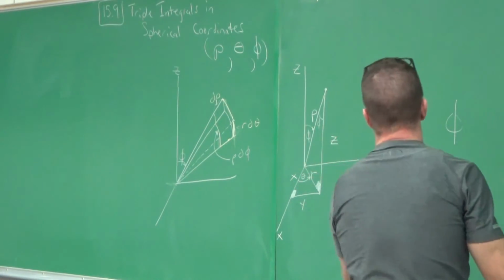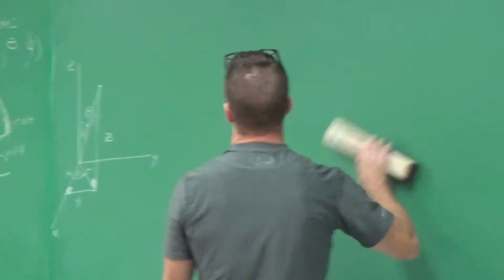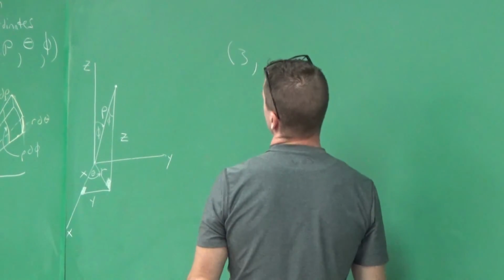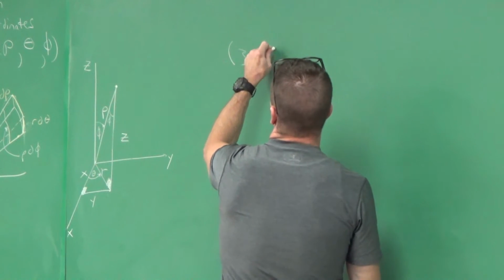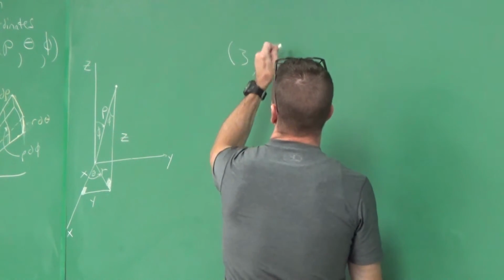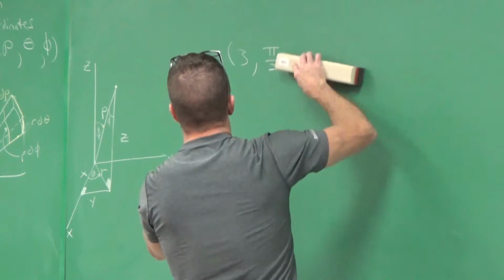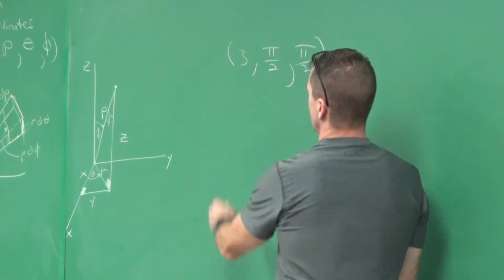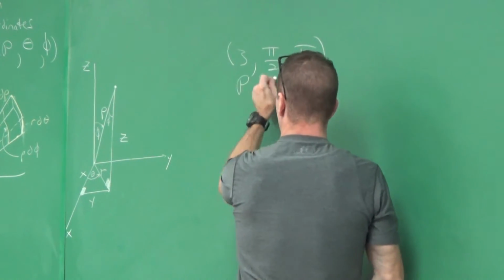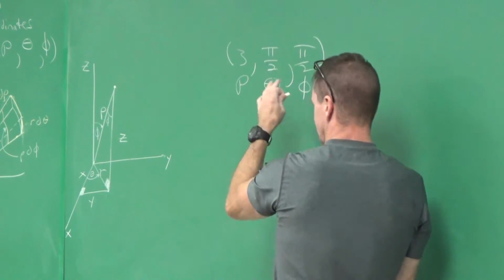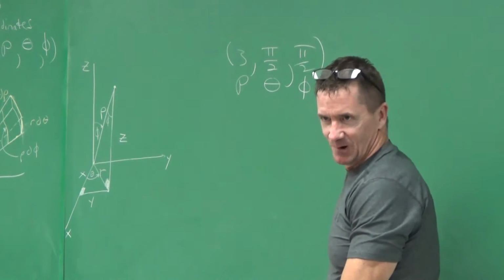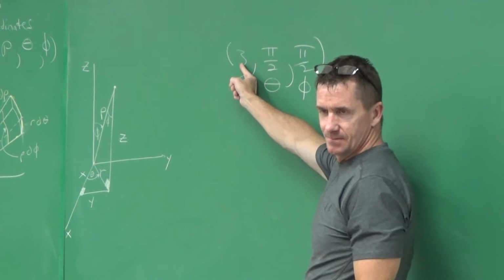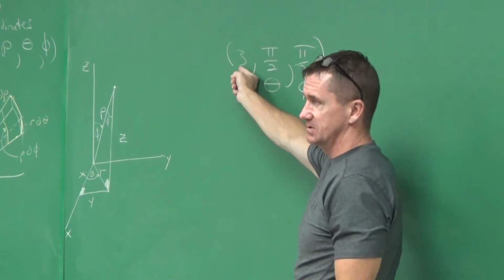Let's see, where would this point be? How about rho is 3, theta is pi over 2, and phi is pi over 2. Can you help me figure out where that point would be? If that's rho, that's theta, and that's phi. Can we just get a sense of where that point would be? Well, it's got to be how far from the origin? 3. Distance of 3 from the origin.